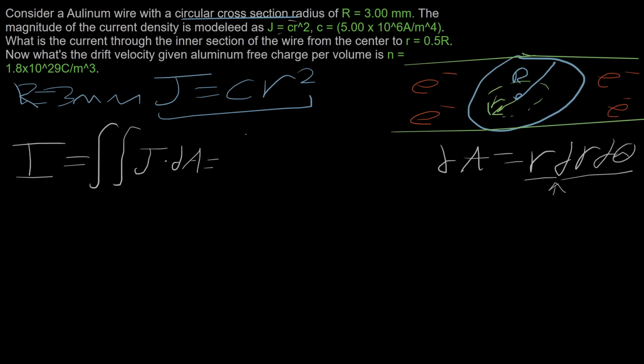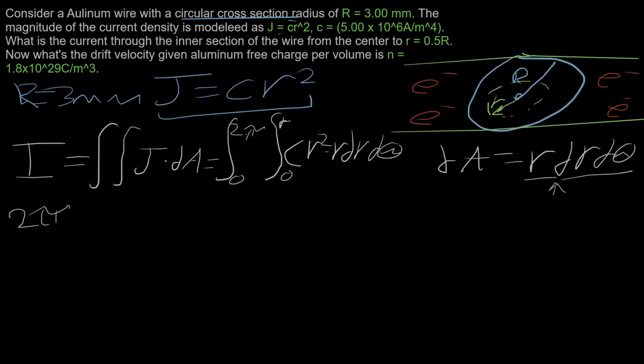So our integral is going to be from 0 to 2 pi because it's a complete circle. Then our first integral is going to be from 0 to little r, because that's how far it's going to go instead of capital R. And then we know our J, which is our current density, is equal to C, our constant, times r squared, times r again, and then we have our dr d theta as from before. So we can easily get the 2 pi. This is a simple integration since we don't have any varying angles.